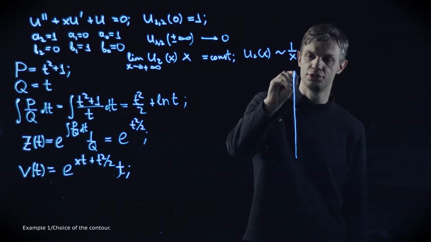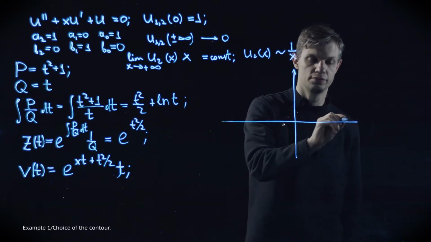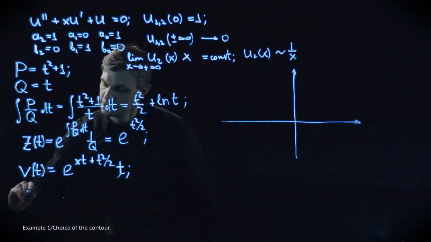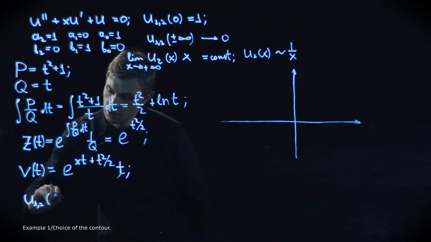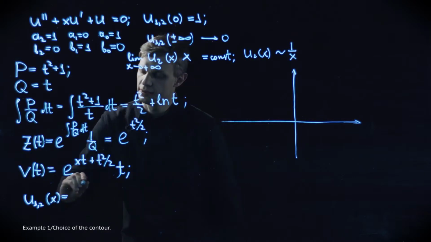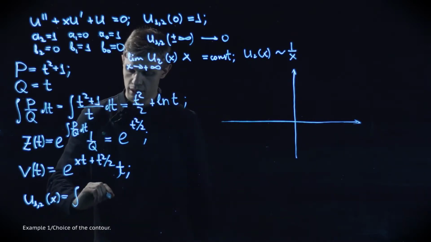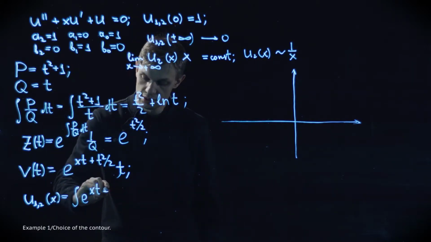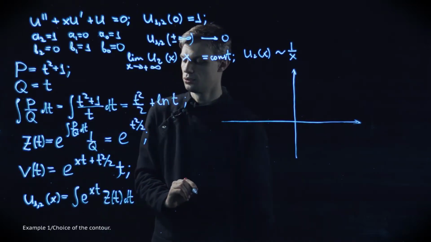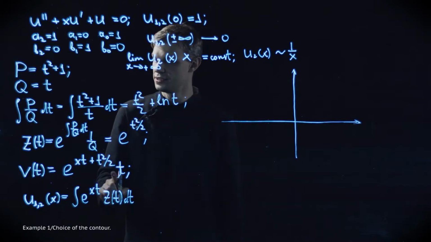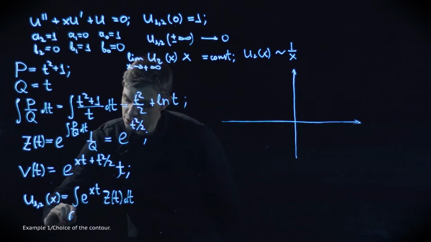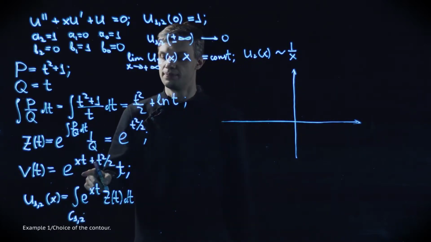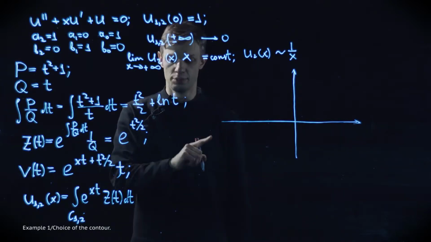So now we are ready to actually try to figure out what the contour of our contour integral is going to look like. So first of all, our solution itself, u1,2 of x, is equal, as you remember, to some contour integral of e to the xt times z of t dt. Now z of t is this function, and the contour should be chosen in such a way that the v function assumes identical values at its endpoints, right?